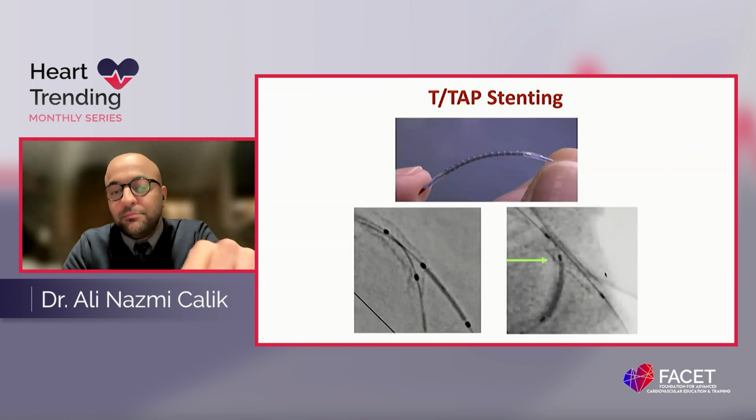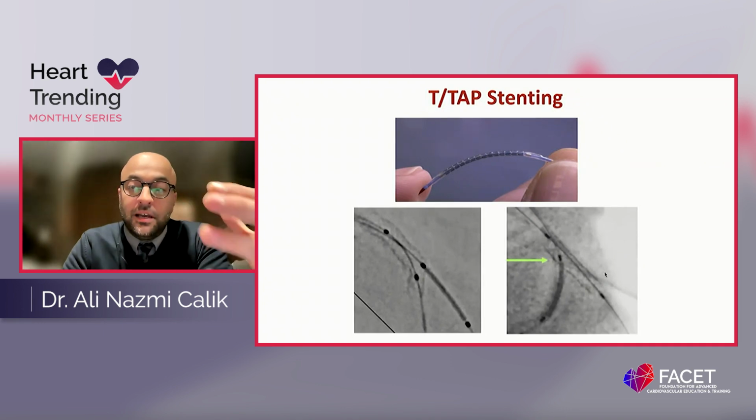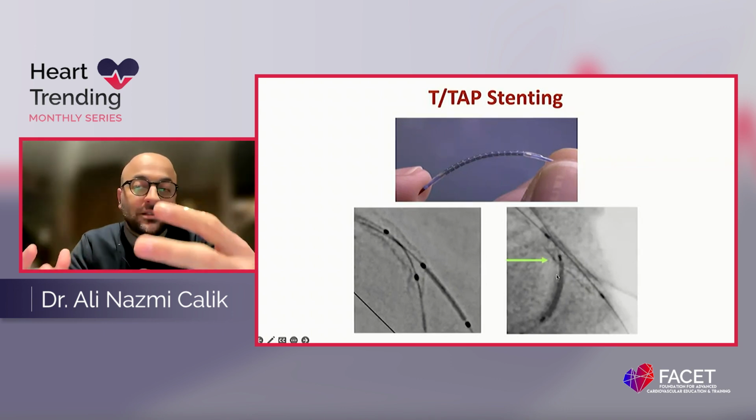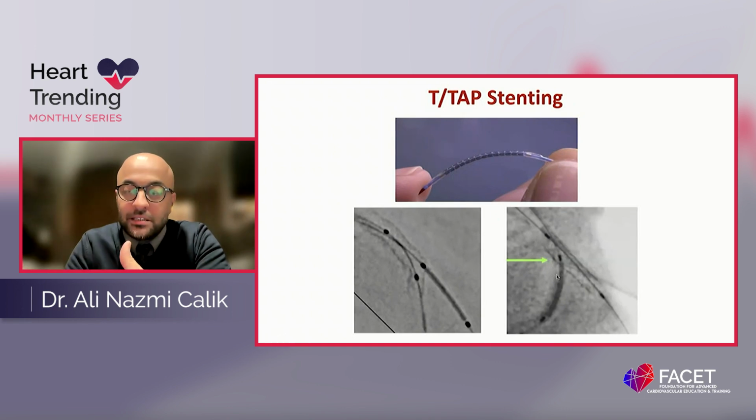It is really important to know your stent while you are trying to put your second stent in a TAP fashion, because at the end of the day, you don't want to protrude your stent too much, but at the same time, you don't want to cause a geographic miss at the side branch ostium.